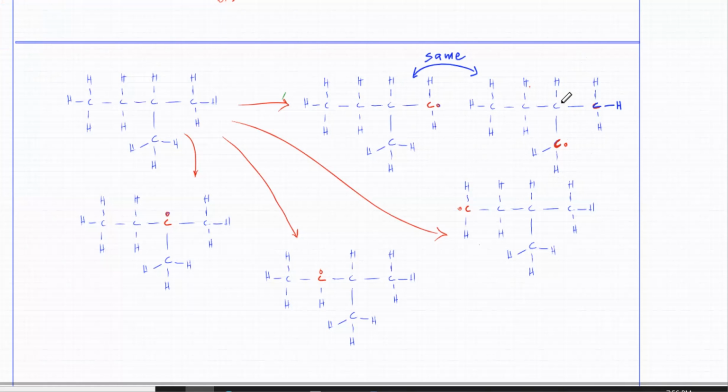But anyways, you must have an idea of how many different possible radicals are possible. Remember, this end and this end are different because the methyl group is further away. Over here, the methyl group is right next door. The middle two carbon atoms are different because one of them has a methyl group attached and the other doesn't. So these two carbon atoms are inherently different. So you'll have all these free radicals.